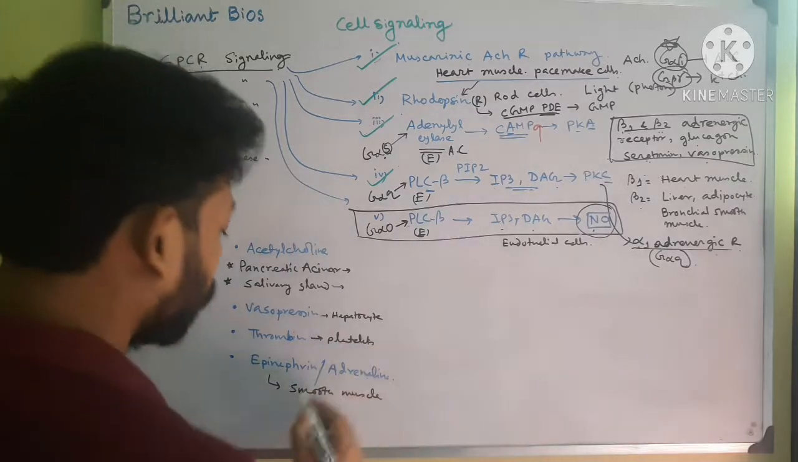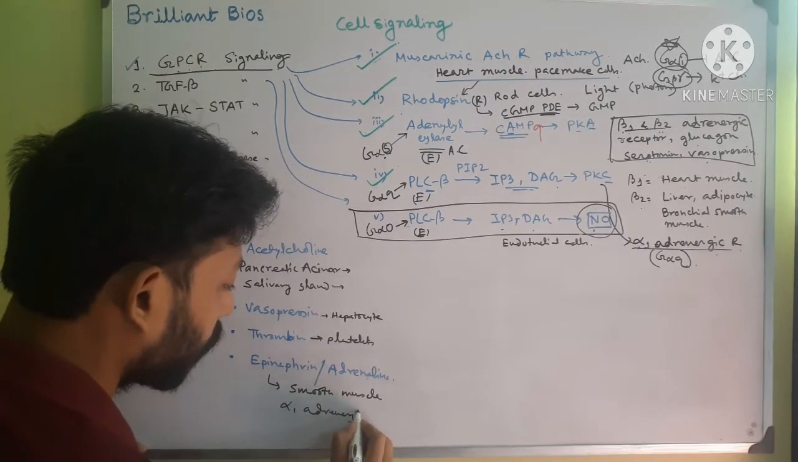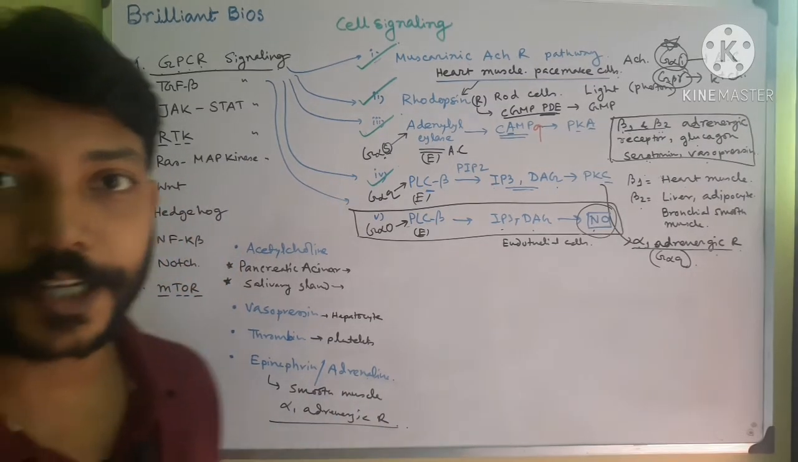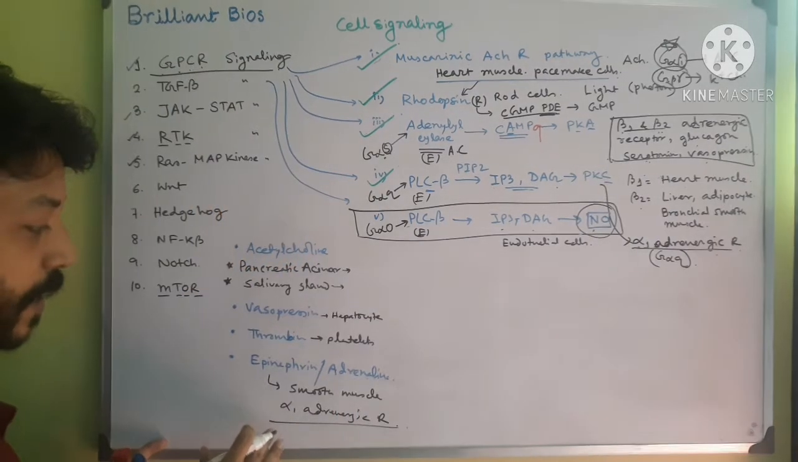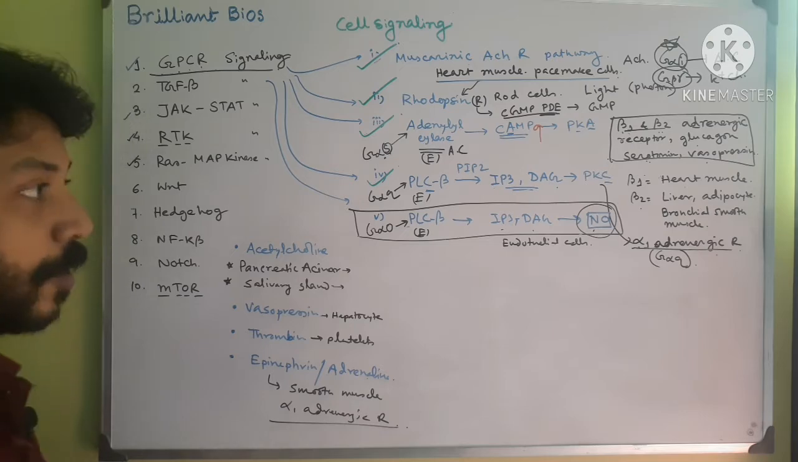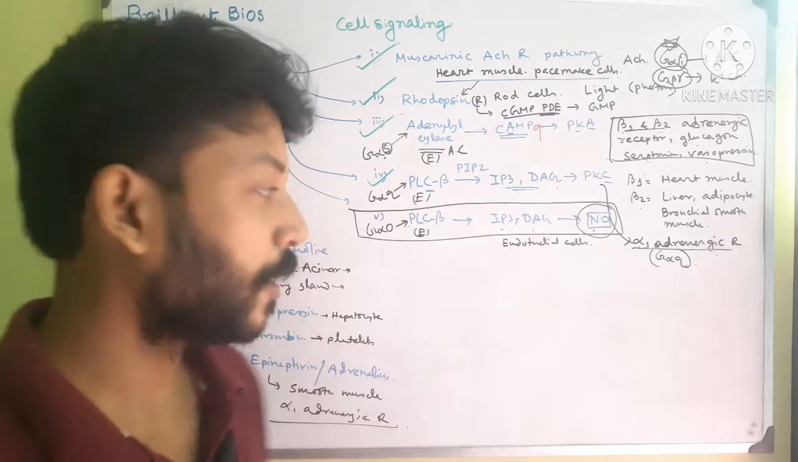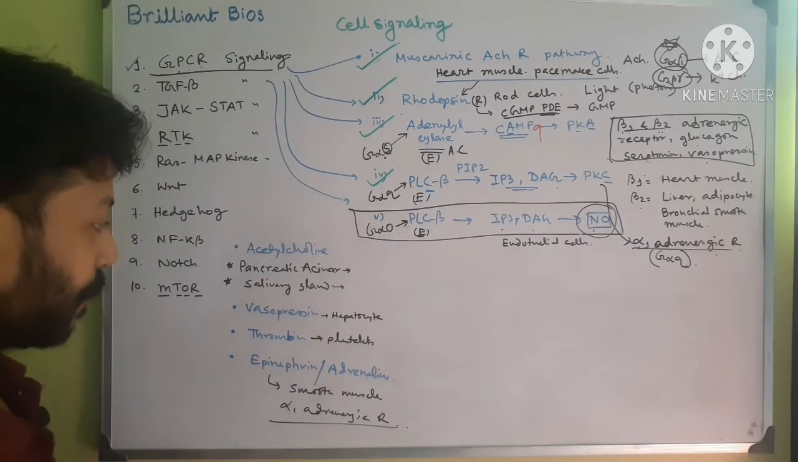This is the activation of the alpha 1 adrenergic receptor. I have mentioned that there are beta 1, beta 2 adrenergic receptors, and alpha 1, alpha 2 adrenergic receptors. Here I am mentioning the alpha 1 adrenergic receptor present in the smooth muscle. If you have not watched my previous cell signaling videos, you must watch them, because then you can understand this whole class completely.